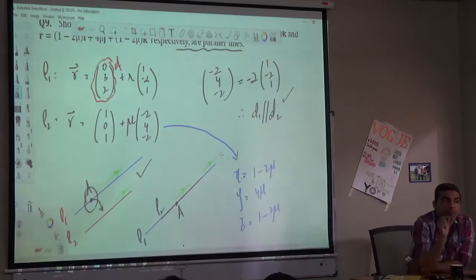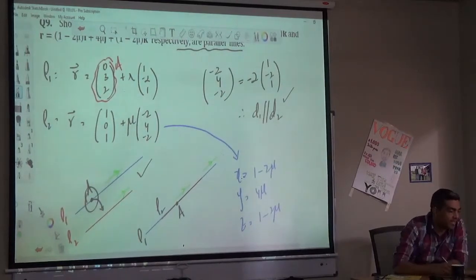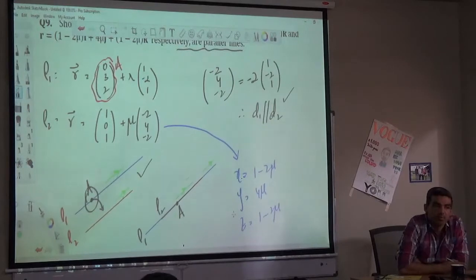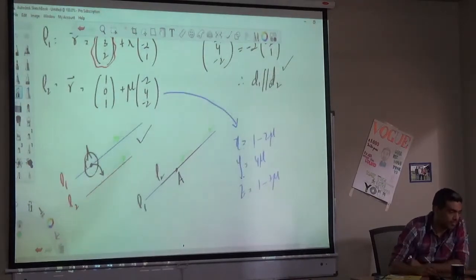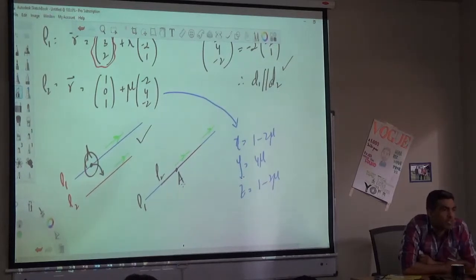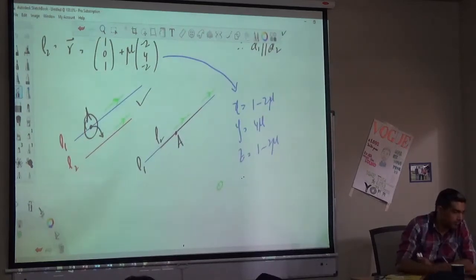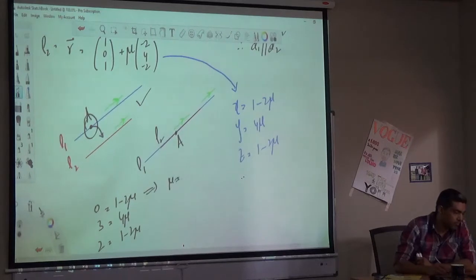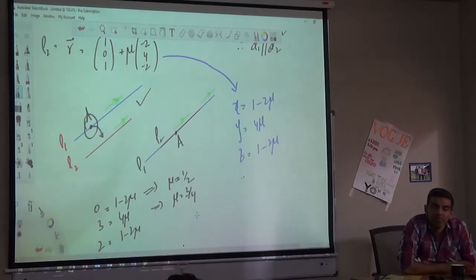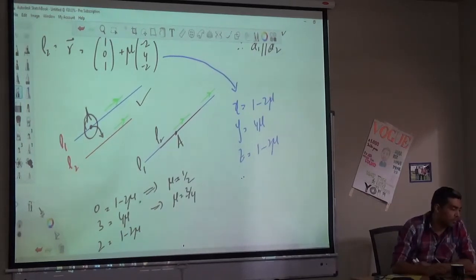So now what are we showing? That point A does not lie on line L2. So how do we show that? We take the coordinates 0, 3, and 2 and plug them in. Let's do that. And let's see, you should not get the same value of mu throughout. See, I don't even need to check the third equation. These two equations are giving me two different values of mu.